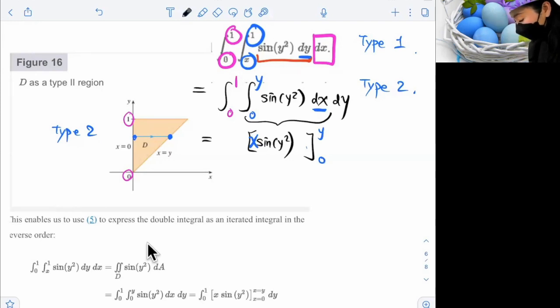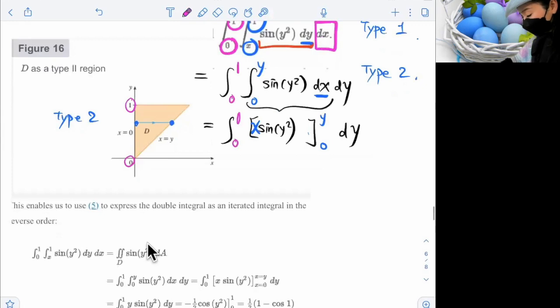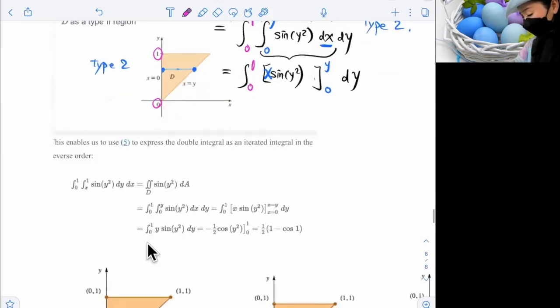And now, after that, you integrate with respect to y. Y goes from 0 to 1. Now it will be easier. Okay. So once you do it this way, once you find that, you just substitute.